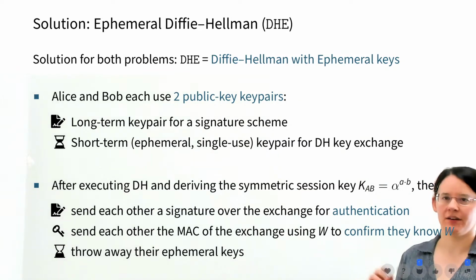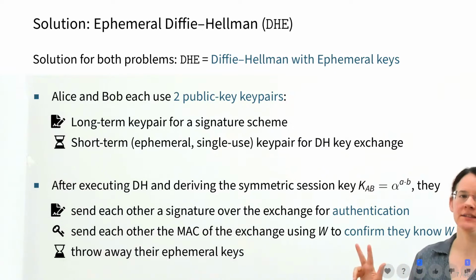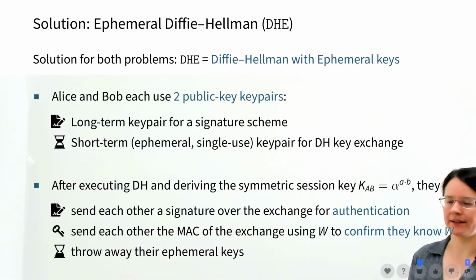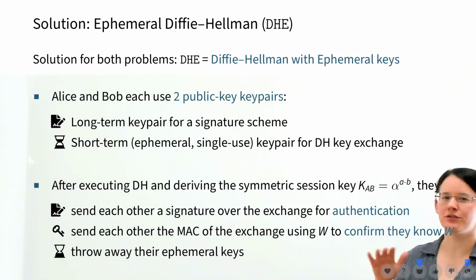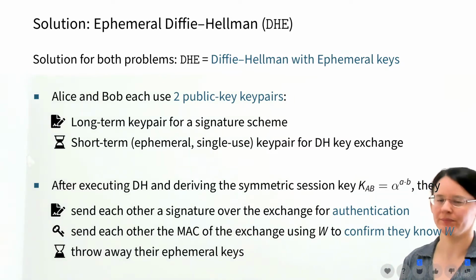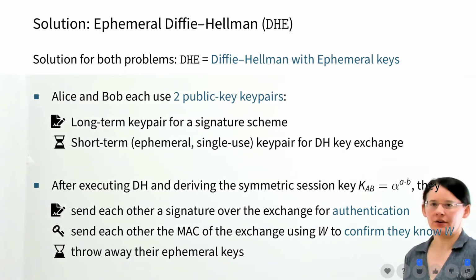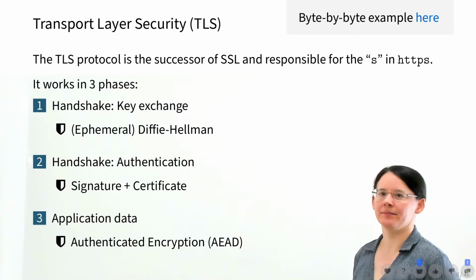Okay, so these are the essential differences: using temporary keys, authenticating these temporary keys with a long-term key, and finally adding this key confirmation step. So this isn't strictly necessary to achieve the two previous properties, but it's still a good thing to do. And so most protocols actually do something like that. So how is this implemented, for example, in TLS?